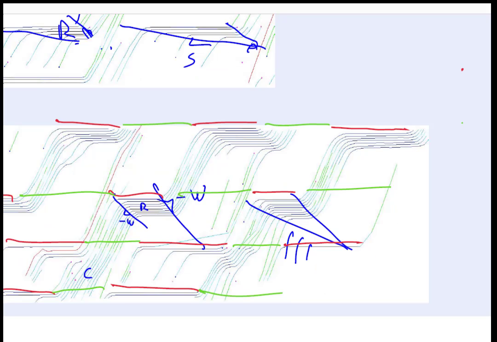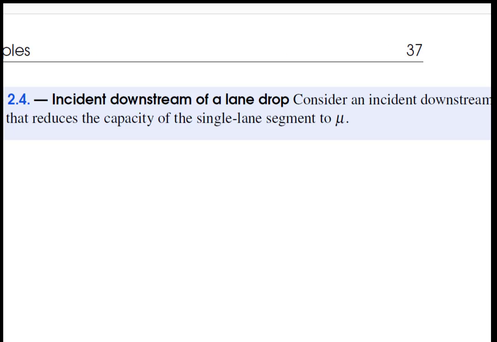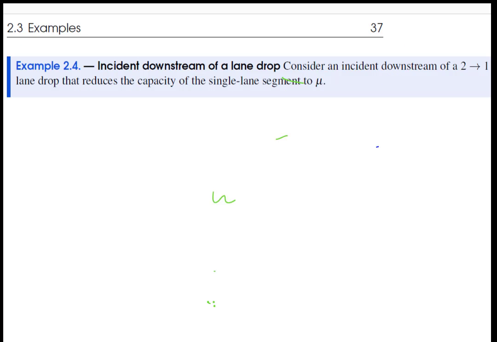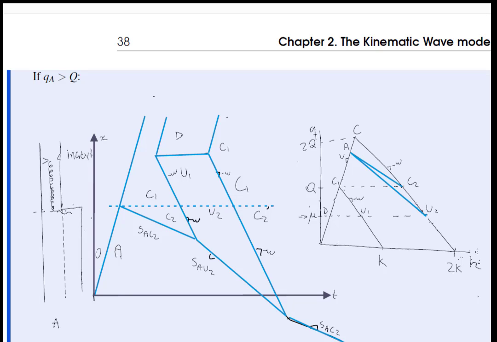All right. Let's go back to our examples. Let's do these examples. So we're going to have a lane drop, and then we're going to have an incident just downstream of the lane drop, right? So this would be the solution. So let's go little by little. All right, so we have the lane drop right here.